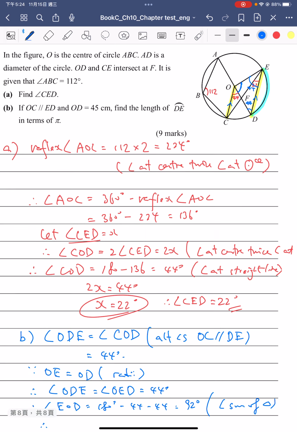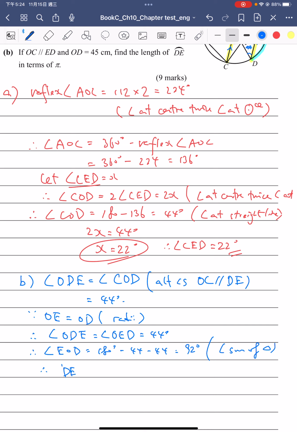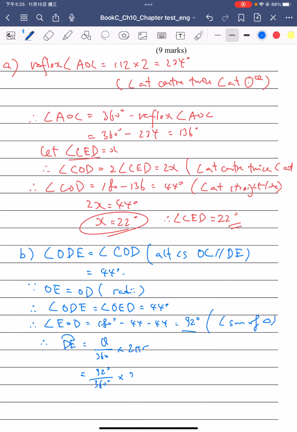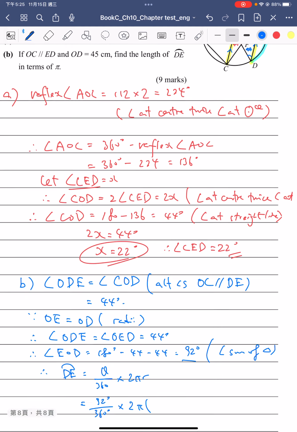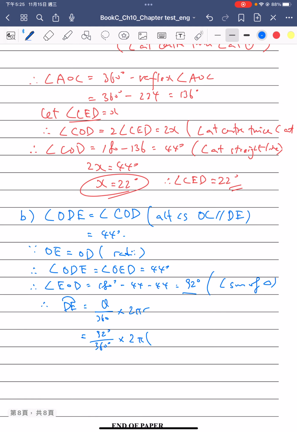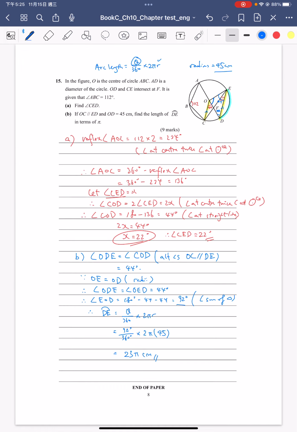So the arc of DE is equal to theta over 360 times 2 pi r. The theta we just got is 92 degrees, divided by 360 times 2 pi r, where the radius is 45. Using the calculator, 2 times 45 times 92 divided by 360 is equal to 23 pi cm. Okay, that's it. If you have any questions, don't hesitate to ask me.